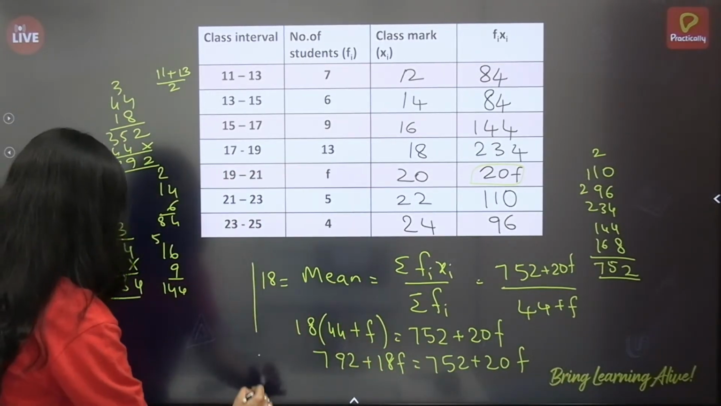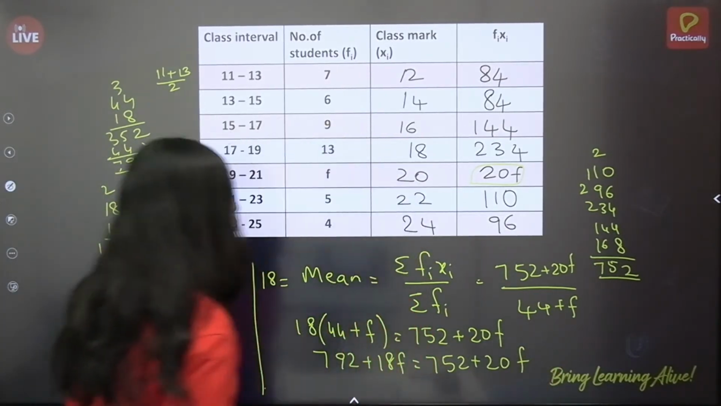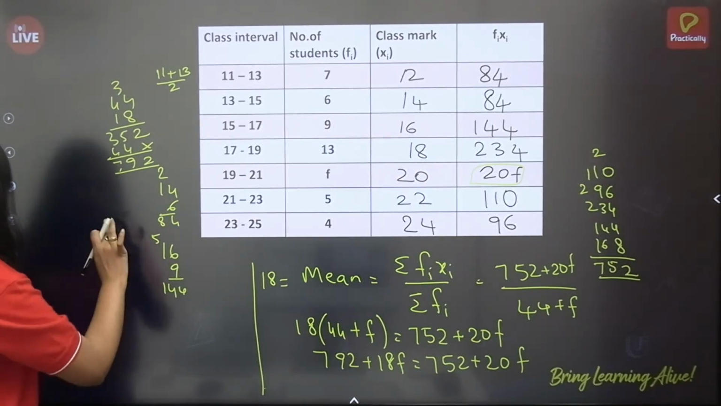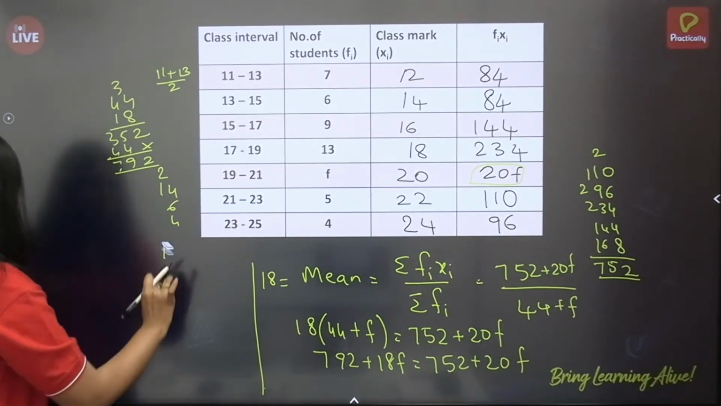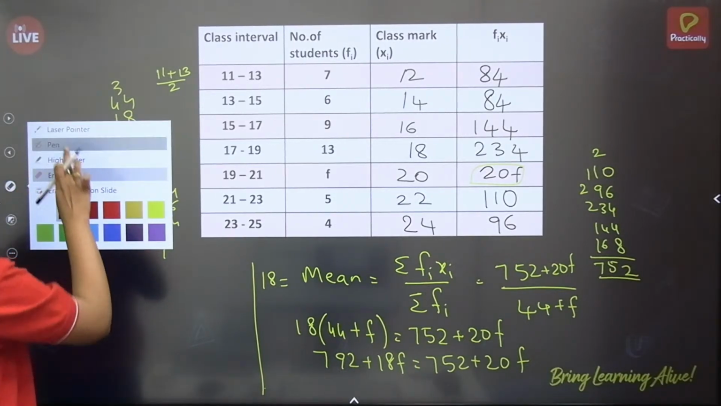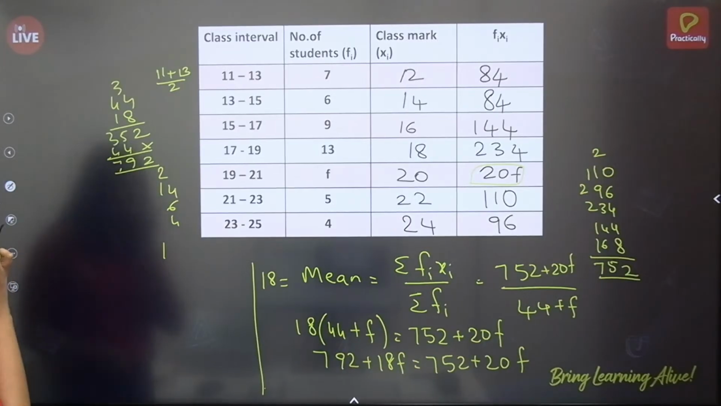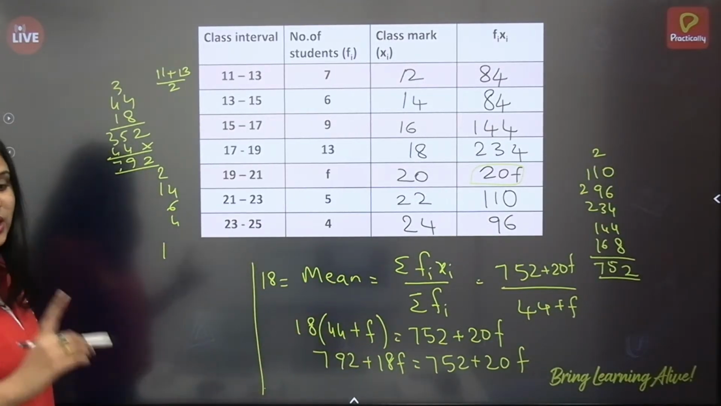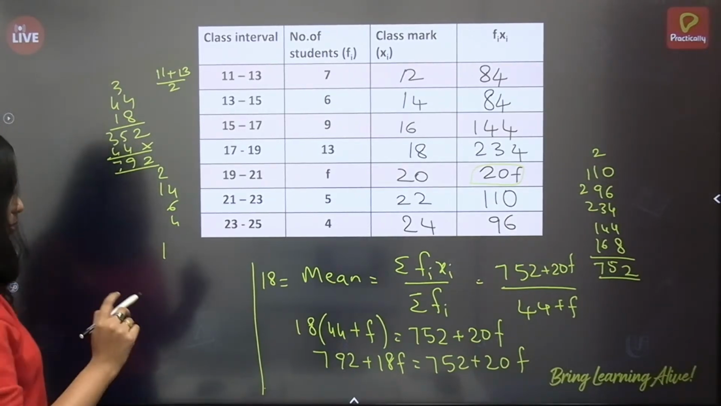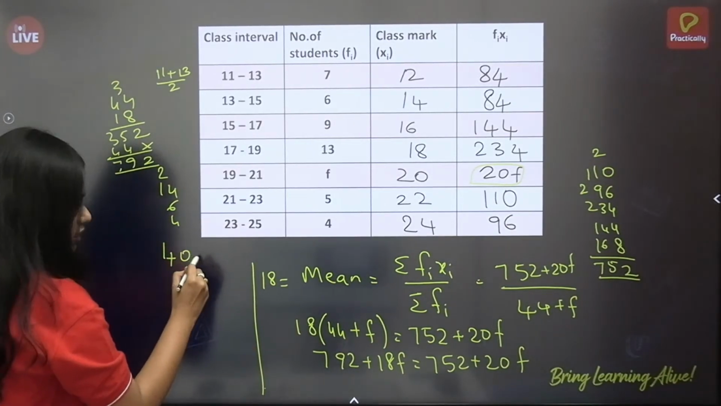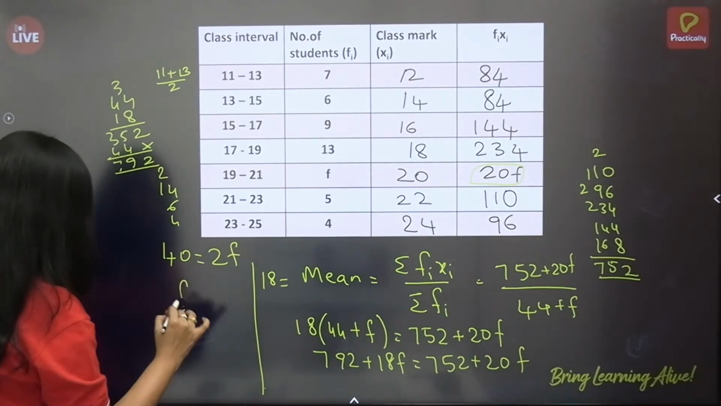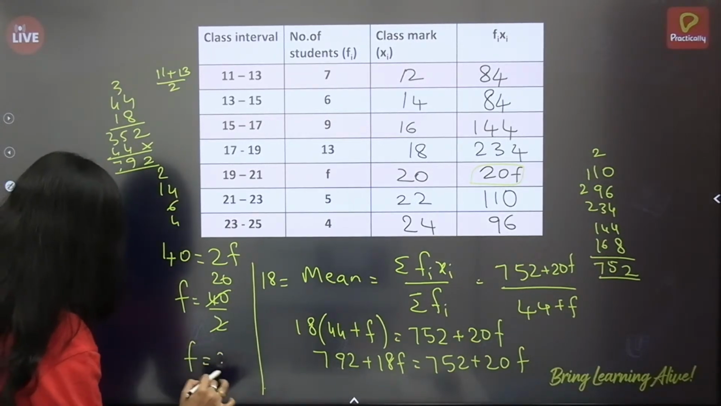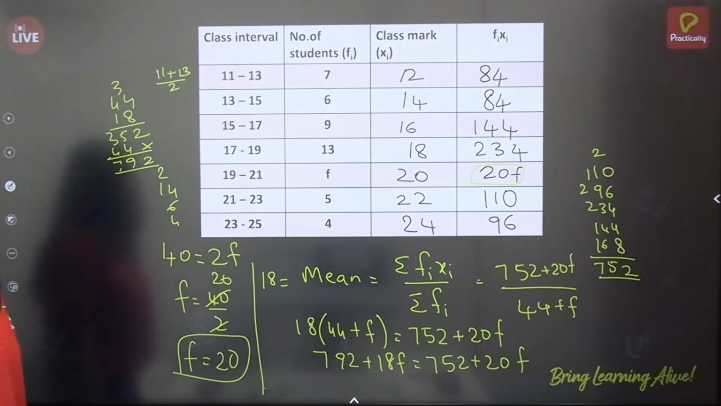Transpose it. Let me just erase this and I'll continue here, okay? Or let me check if there is space in the next. Okay, there is nothing. Okay, so 792 minus 752. Very good, Aryan. F is equals to 20. So 40 is equals to 2F. F is equals to 40 by 2. That is 20. Hence, we have found the value of F, that is 20.